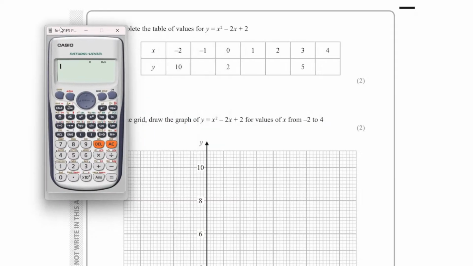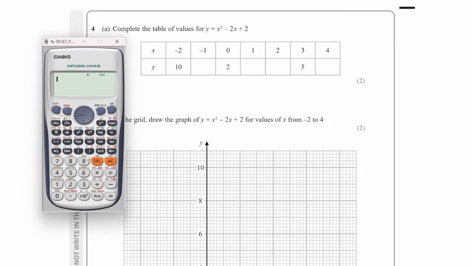I would probably do this again using the calculator. It might work differently for yours. Again, you just have to figure out how to set it up. But we've got here that we need to complete the table of values for y is x squared minus 2x plus 2. Now, obviously, you can work it out by subbing in -1, subbing in 1, subbing in 2, subbing in 4. But do you see how the clue is that we don't have any working out space?